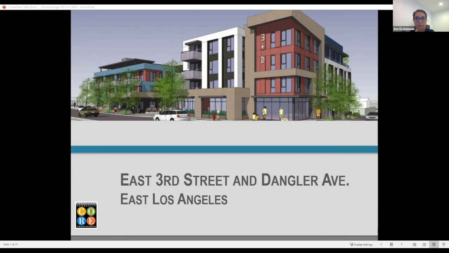Have the units been designated for residents yet? Has that process already taken place? You mean the leasing process? No, I guess I just kind of missed that part.